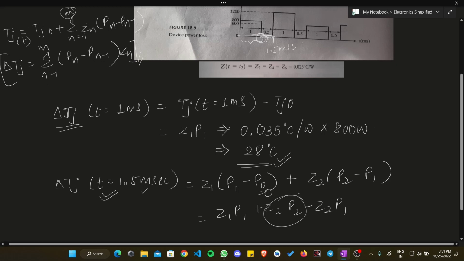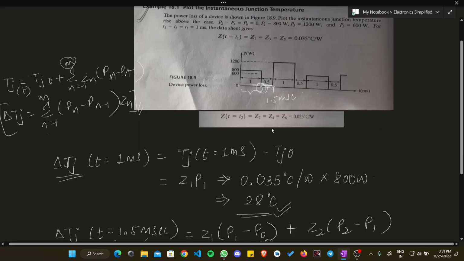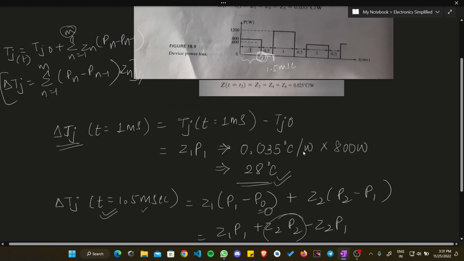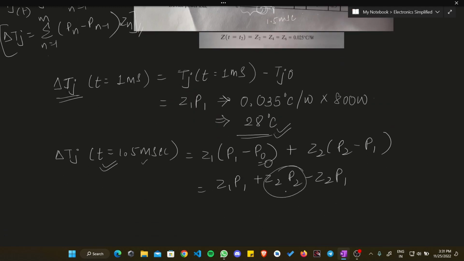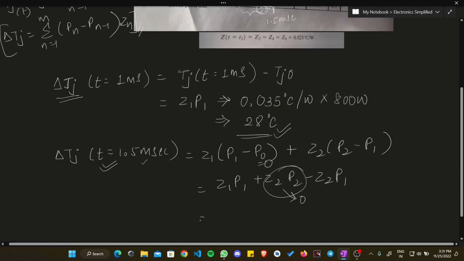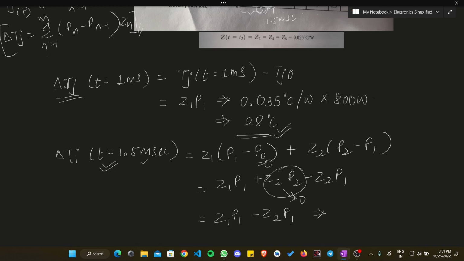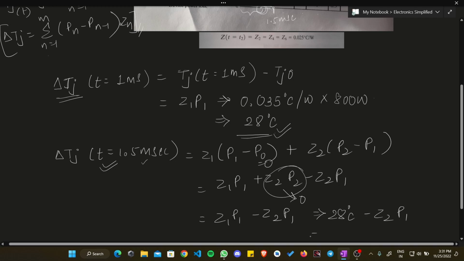Now in the question we have been given that P2 is equal to 0. You can see over here P2 is equal to 0. So now this term will become 0. So now the formula will become Z1 P1 minus Z2 P1. Now Z1 P1 is nothing but 28 degrees Celsius that we have calculated earlier. So I will write 28 degrees Celsius minus Z2 into P1.